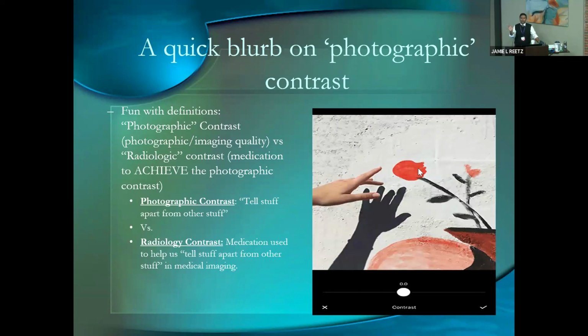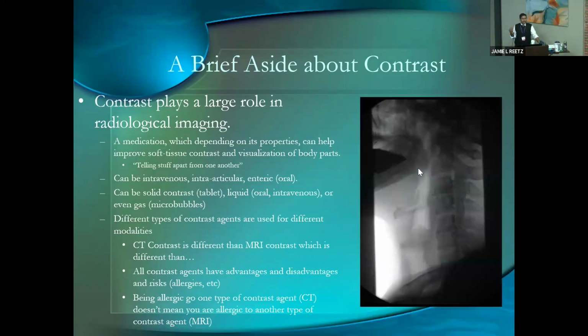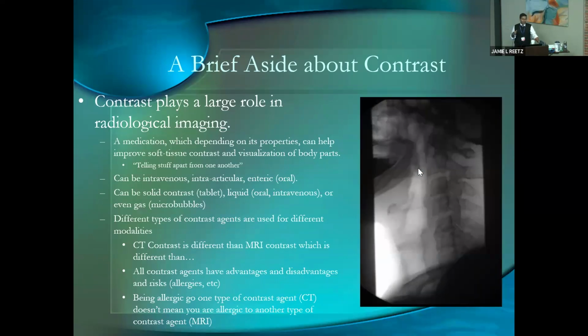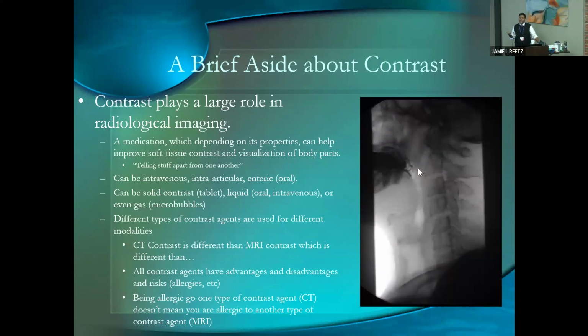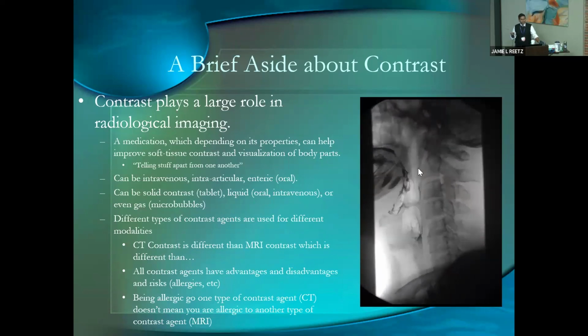So how do you tell body structures apart from one another, especially if they're the same density or kind of blend in? Let's talk about contrast in general. Contrast is a medication that, depending on its properties, helps us tell soft tissue structures apart from one another. It comes in all sorts of different forms. It can be intravenous, it can be injected intra-articular, straight into a joint, it can be drunk or eaten, it can come in different physical forms: a tablet, a liquid.